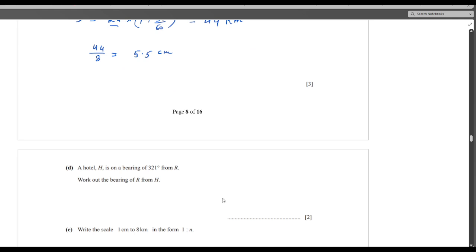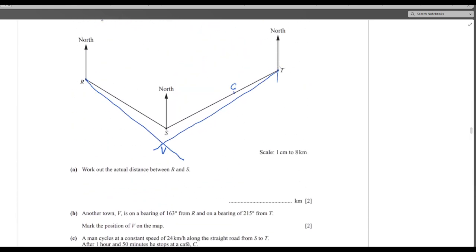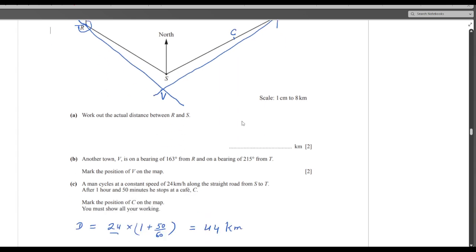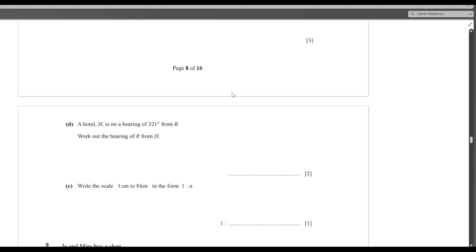A hotel H is on a bearing of 321 from R. So 321, this is your 270. So 321 is something like this. Okay, so your hotel H is at a bearing of 321 from R.